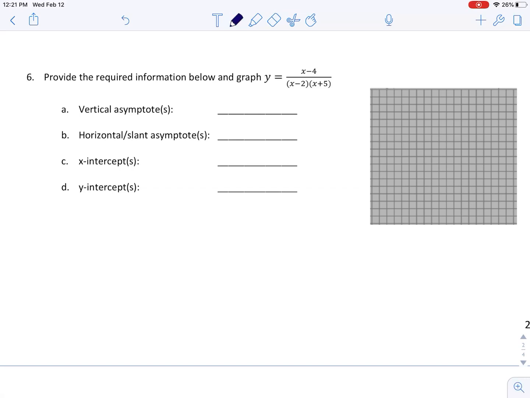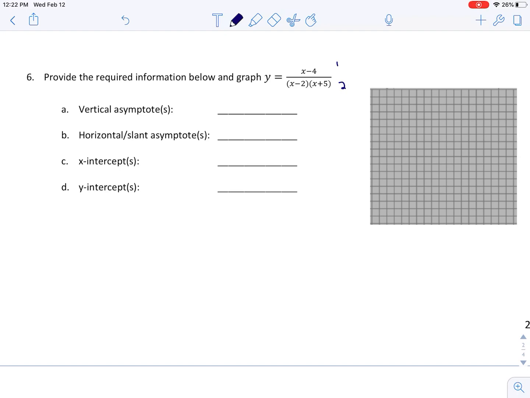So the next thing I want to do is discover the degree. The degree of the top is 1 and the bottom is 2. Degree is the biggest exponent. We'd get x squared down here if we were to go ahead and FOIL. So that means this is a proper rational function.